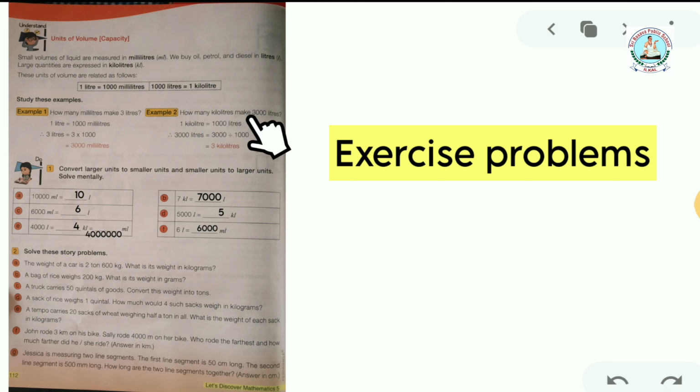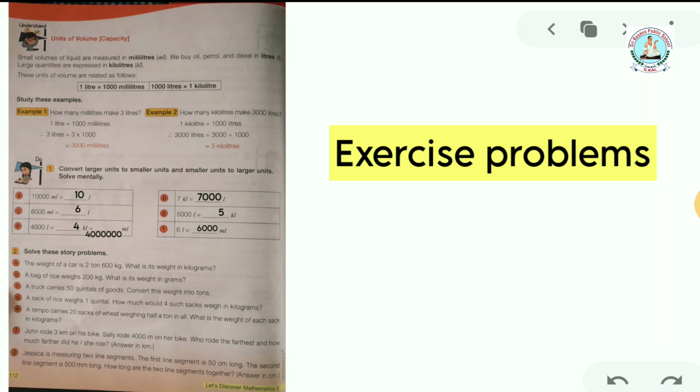How many kiloliters will make 3000 liters? We know 1 kiloliter equals 1000 liters, and we have 3000 liters. Look here, we are converting from a smaller unit to a larger unit, so obviously the operation should be division. We have to divide the given number, that is 3000, by 1000. When you divide 3000 by 1000, the quotient is 3, so 3000 liters means 3 kiloliters.